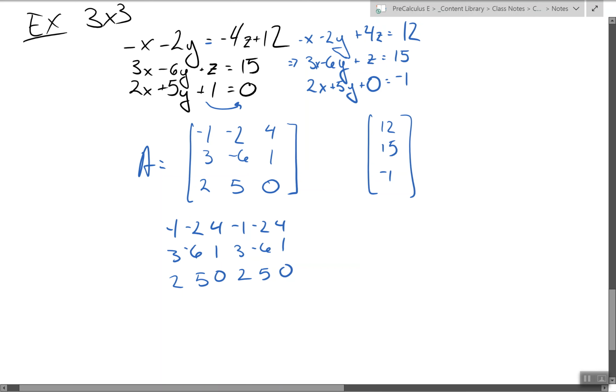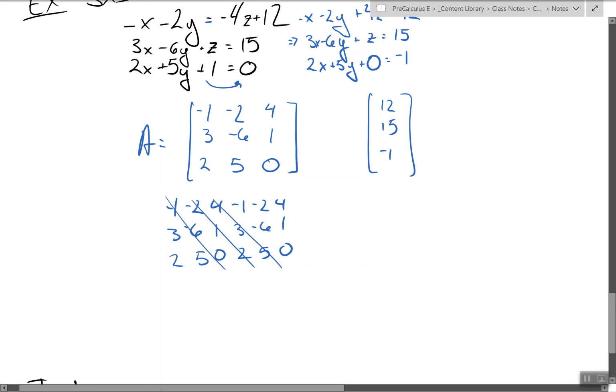Okay, and then I'm going to make my diagonals. So we've got negative 1 times 6 times 0, so that one is going to be 0. Negative 2 times 1 times 2, so that is negative 4. And then 4 times 3 times 5, it's going to be 20 times 3, so 60. And those are all positives.